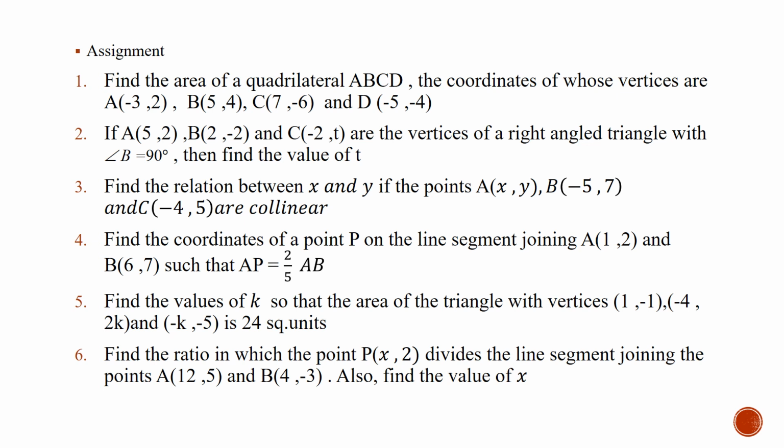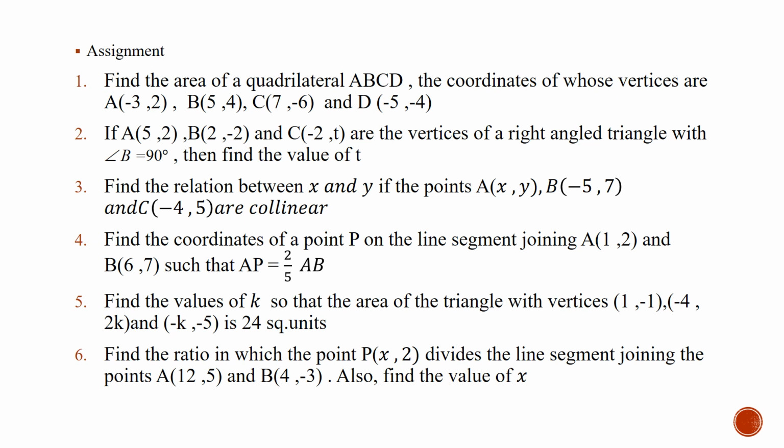Question number 4. Find the coordinate of the point P on the line segment joining A(1, 2) and B(6, 7) such that AP is equal to 2/5 AB. Here we can apply the section formula, but be careful to find the ratio between AP is to PB.